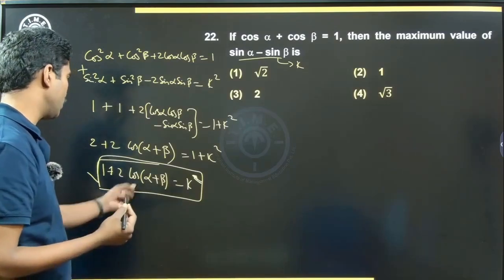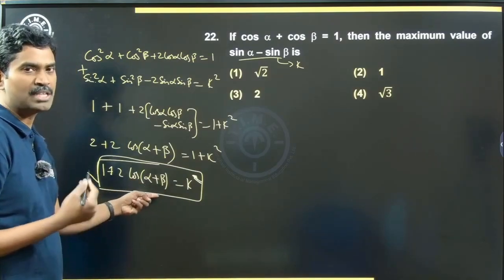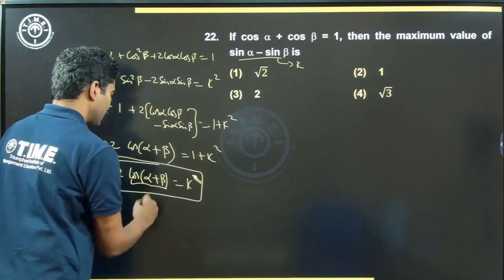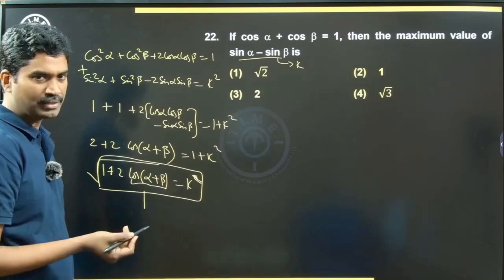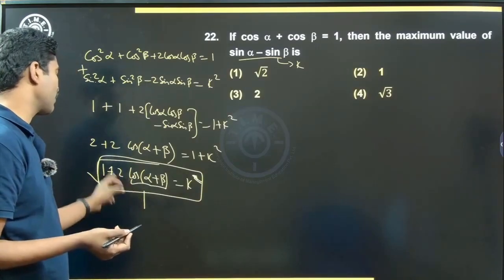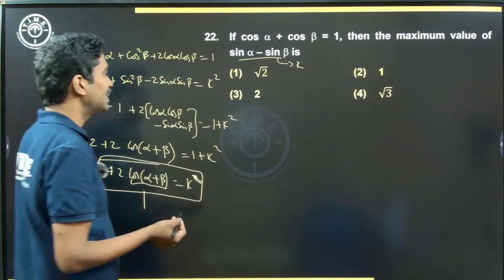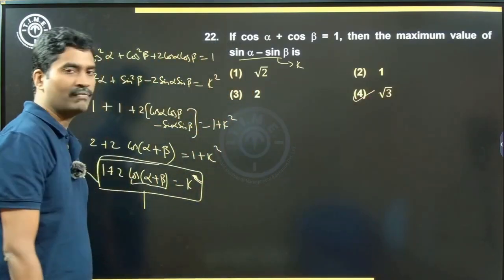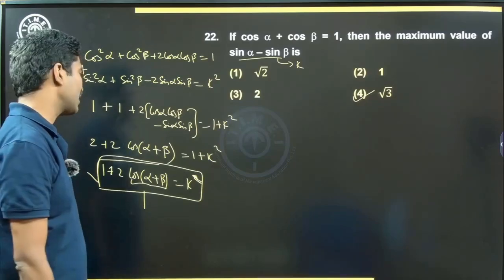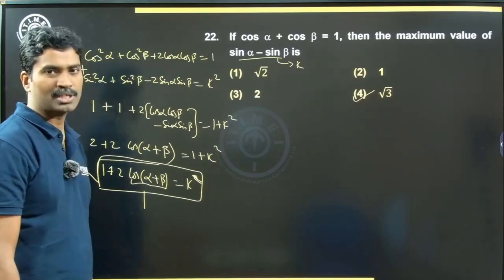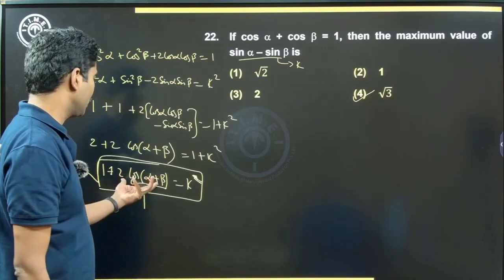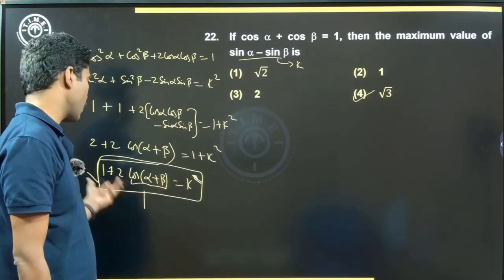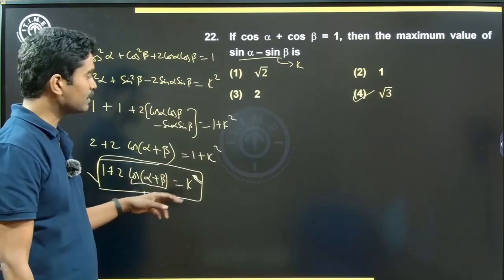What is this maximum value? When cos of alpha plus beta is maximum. When is cos alpha plus beta maximum? When the maximum value of cos of anything is 1. So 1 plus 2 into 1, 1 plus 2 is 3. Square root of 3. This is the largest value that I can think of when alpha plus beta is 0. When alpha plus beta is 0, we'll have cos 0 is equal to 1 and k will be root 3, right?